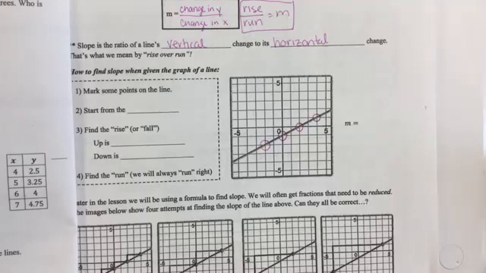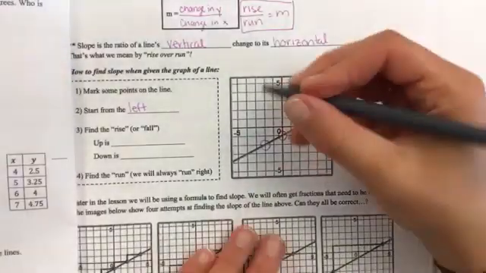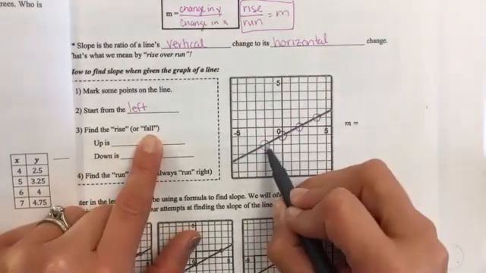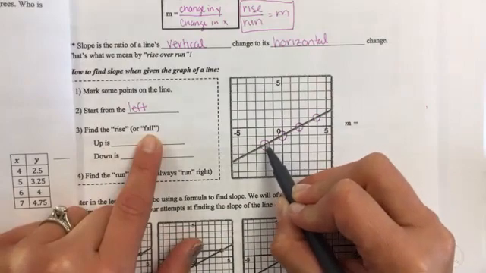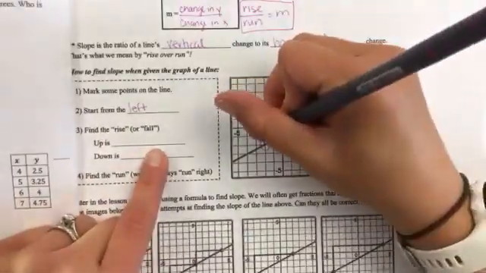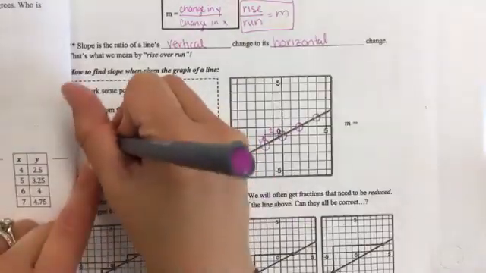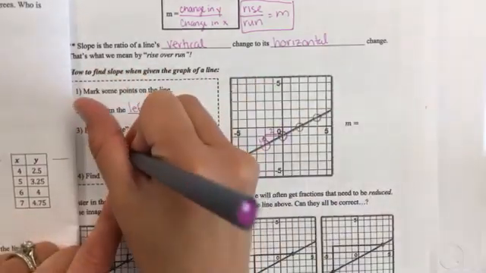Now to find the slope, I am going to teach you to start from the left, kind of like you're reading, and you find the rise or the fall. It's kind of like giving myself directions from this point to this point, but you cannot move diagonally. If I were trying to get from this point to this point, I would go up 1 unit and over 2 units. Up is positive, down is negative.